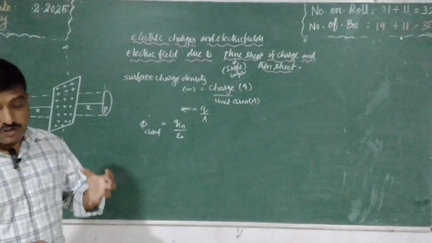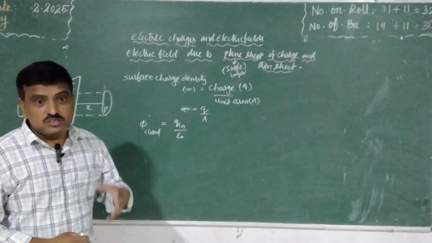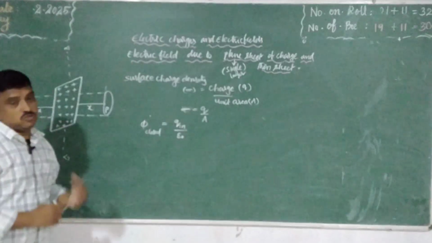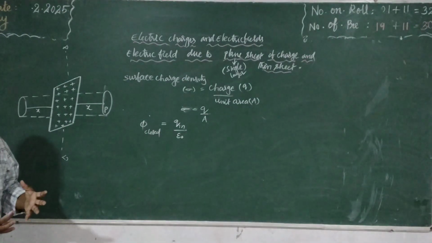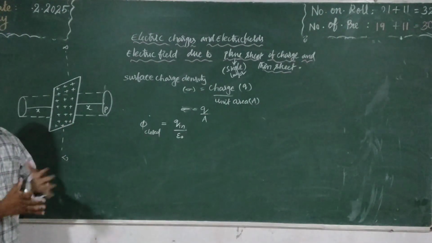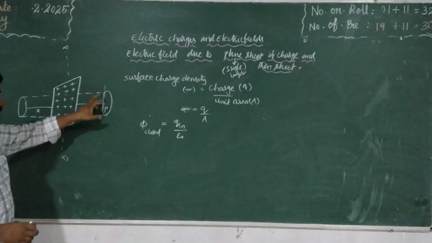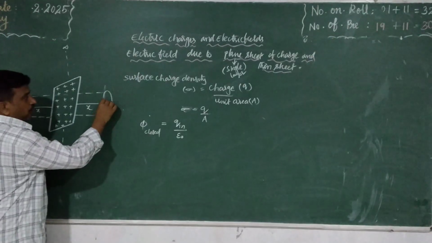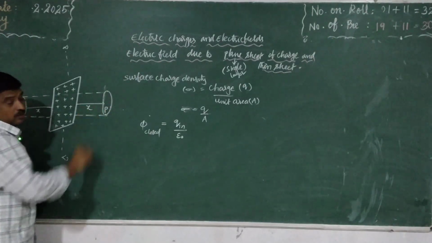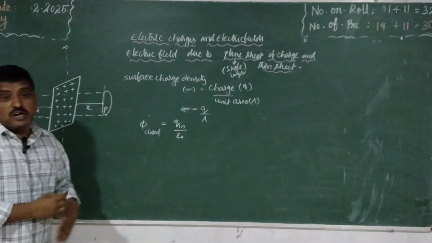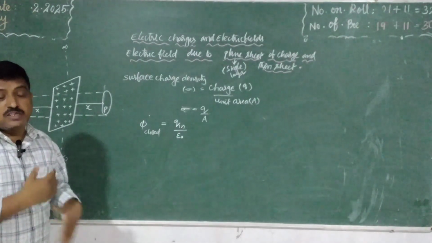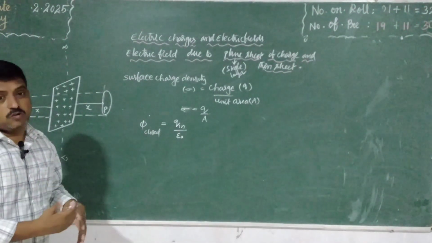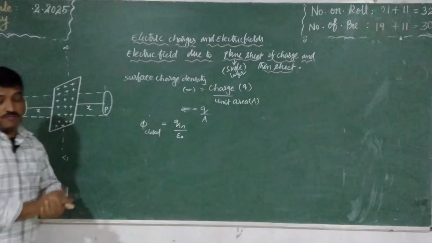This Gaussian surface should be symmetric about the charge distribution. Symmetric means equal, so in all directions the charge will be distributed equally. In this Gaussian surface, at every point, this point, this point, or this point, the electric field is the same, constant, or equal at every point on the Gaussian surface.